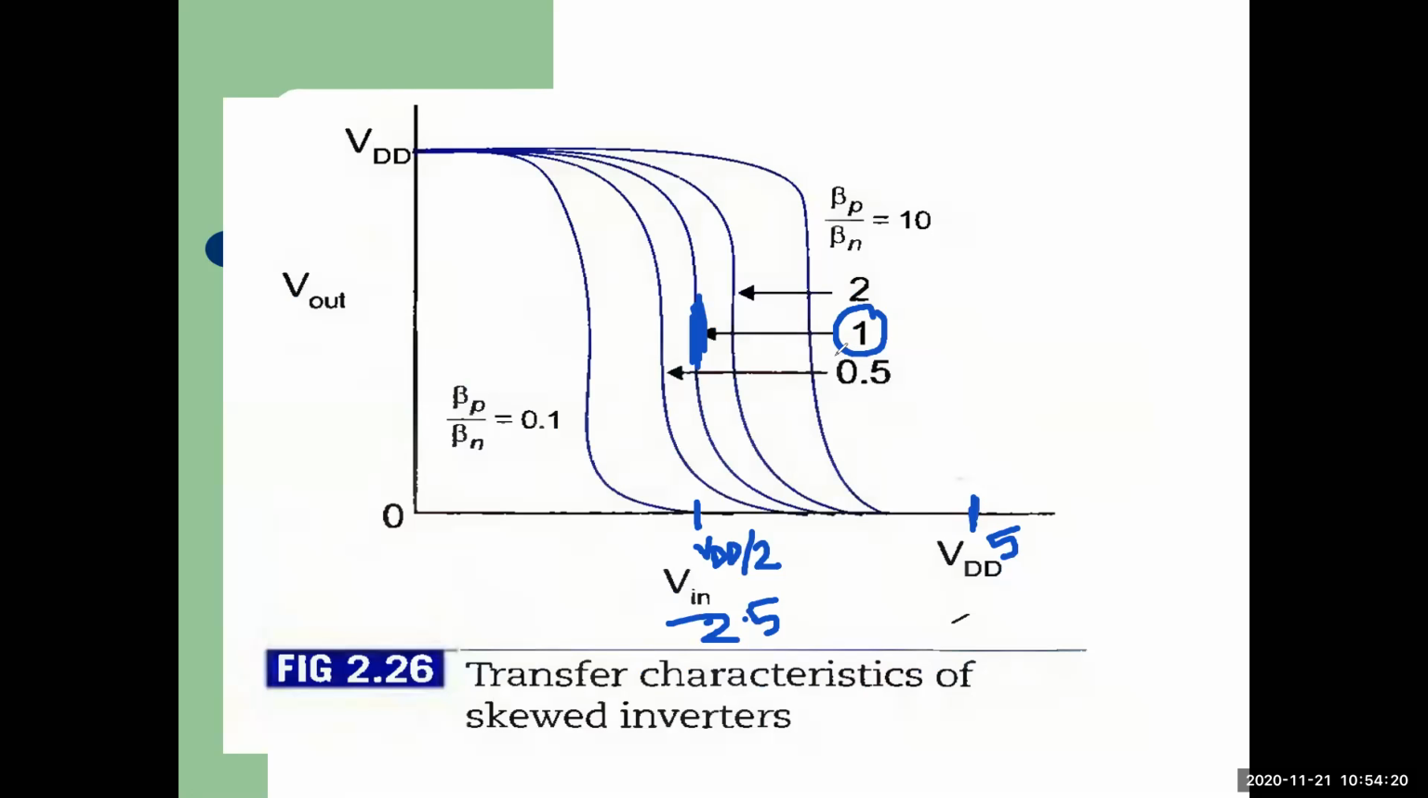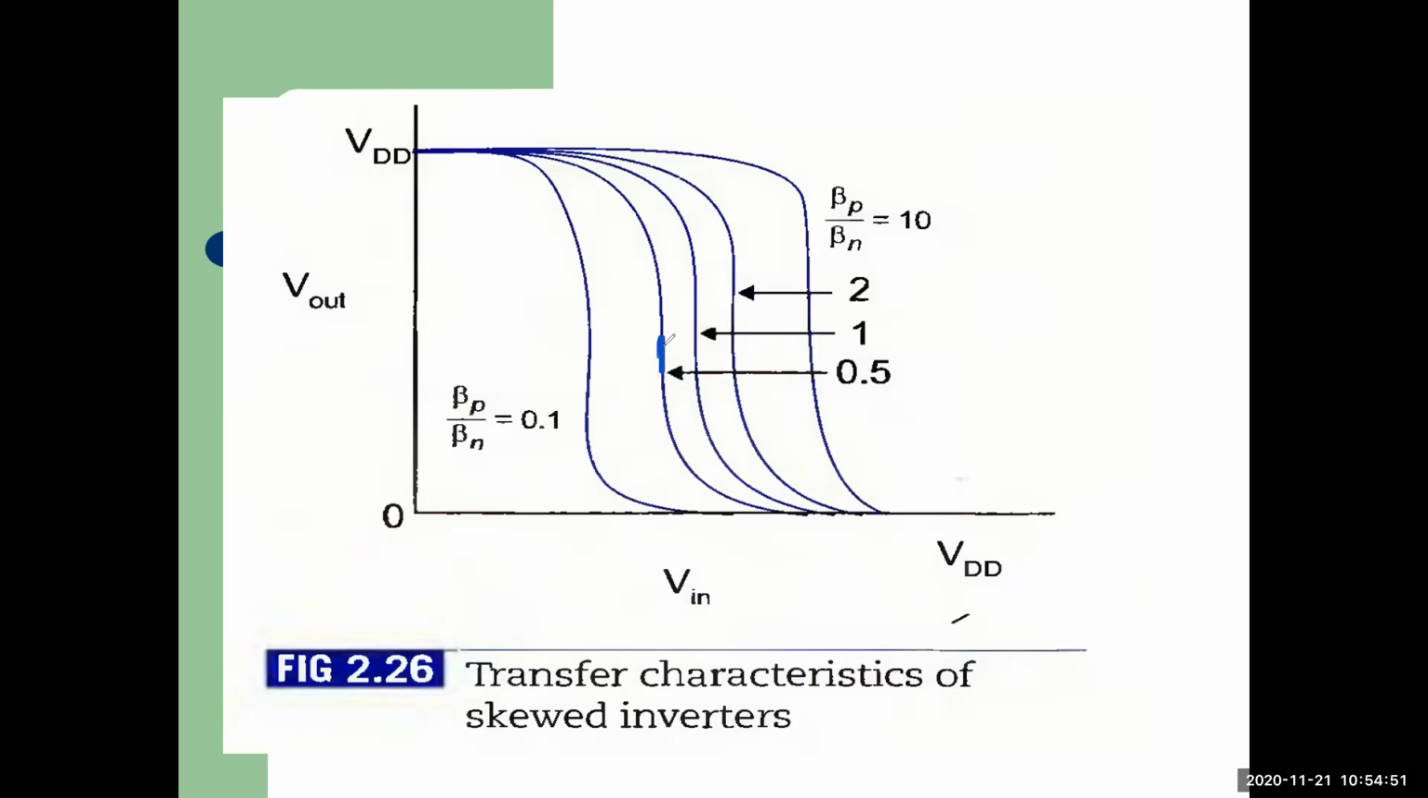If beta P is bigger, that means if the ratio is more than 1, the curve will go towards right. More beta P means more right. Here the beta P was double, so it is going towards right. Here beta P was 10 times, so it is going more right. If beta P is smaller, beta N is bigger, it will go towards left. The curve will shift towards left.